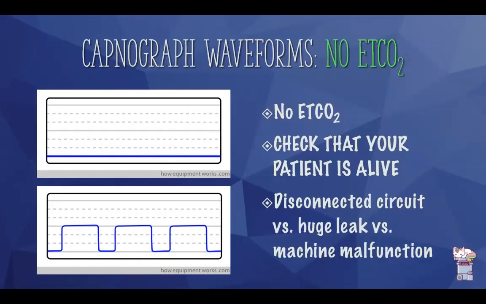This waveform has an end-tidal CO2 value of 0. It is very critical that you check that your patient is alive at this point in time. If your patient is alive, the main reasons for getting a reading that looks like this include a disconnected circuit, a very large leak in the system, or a machine malfunction.